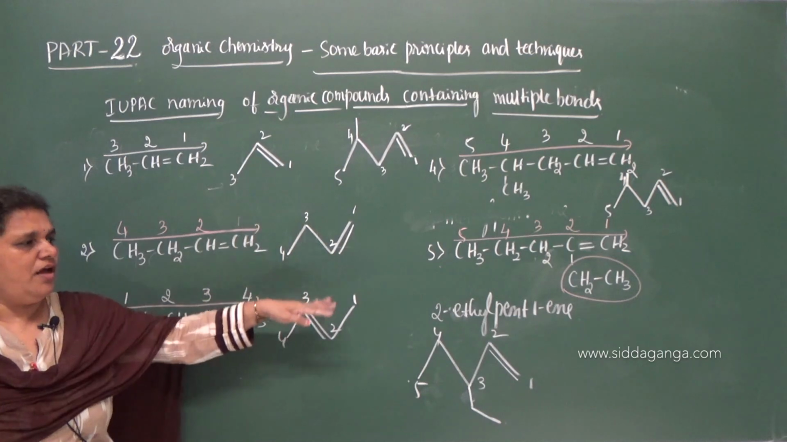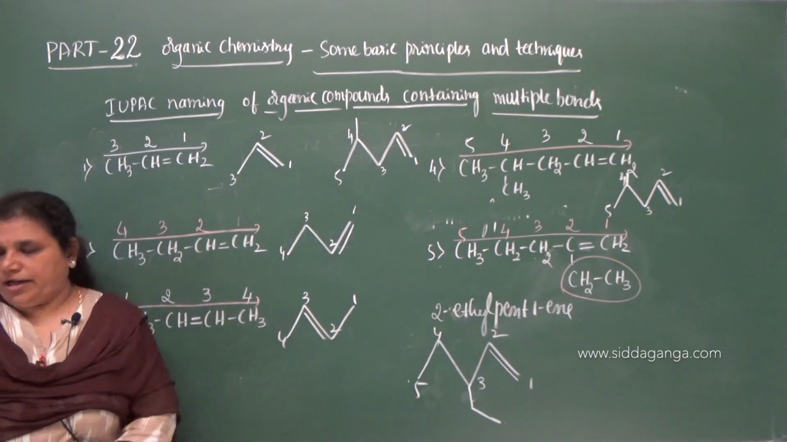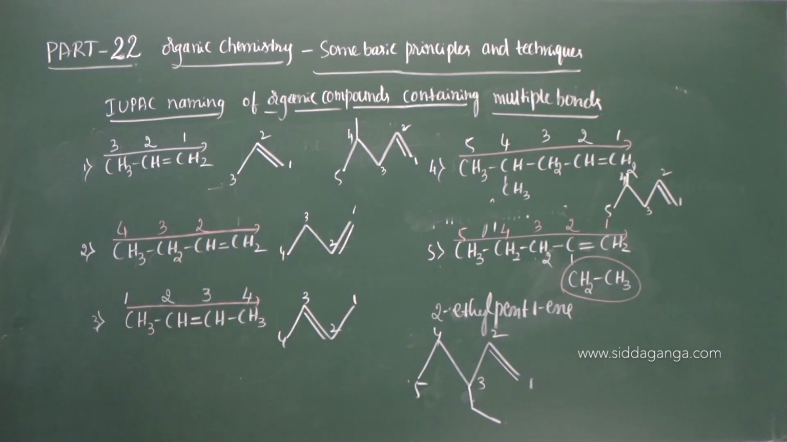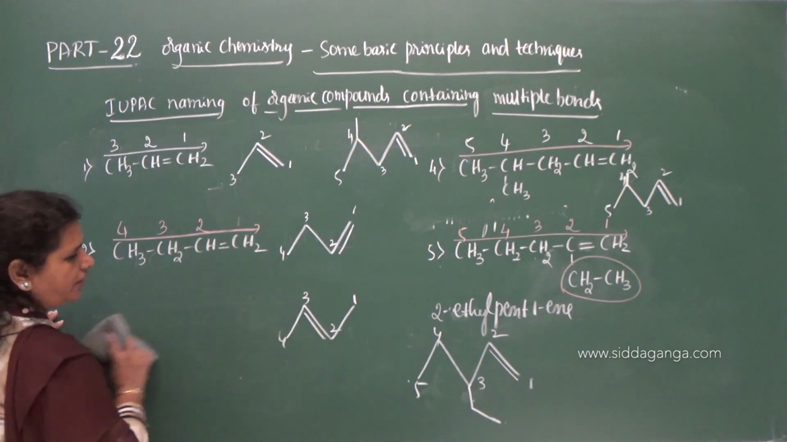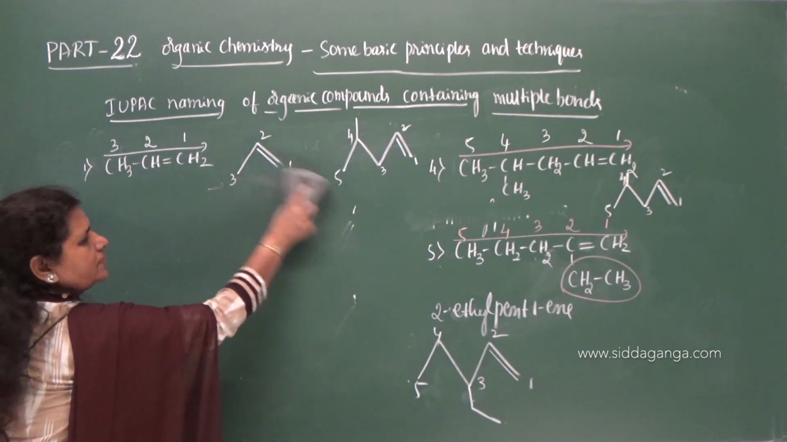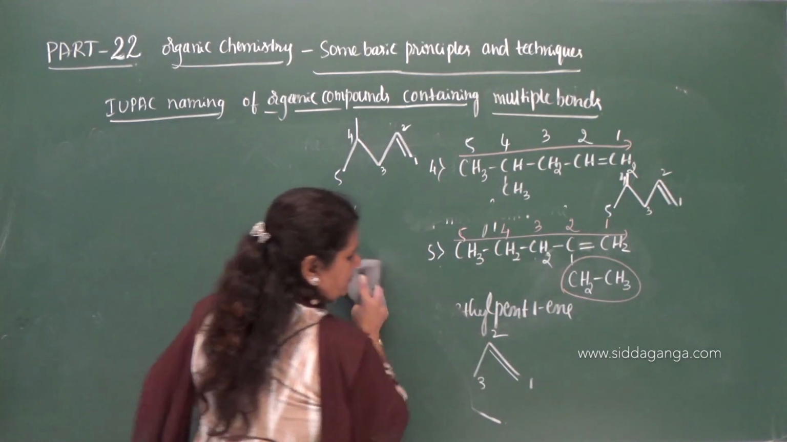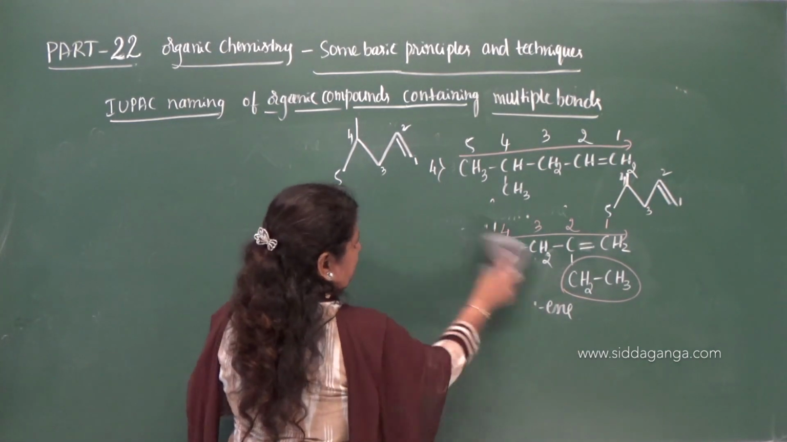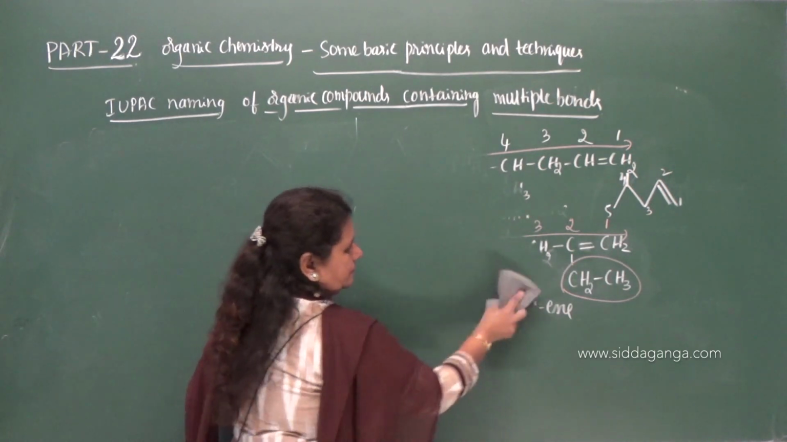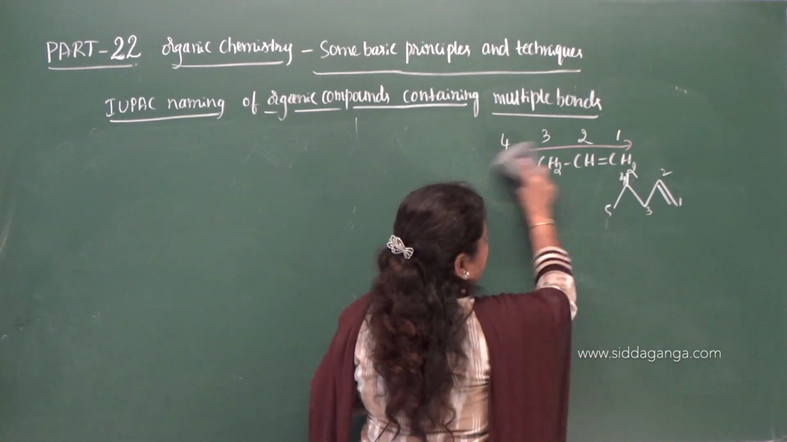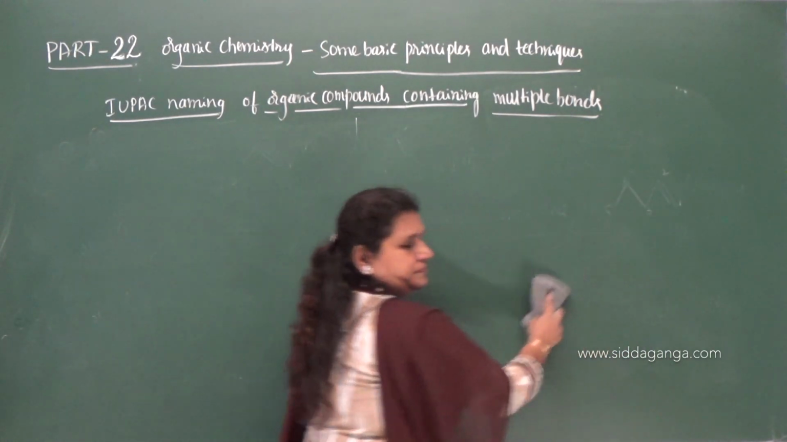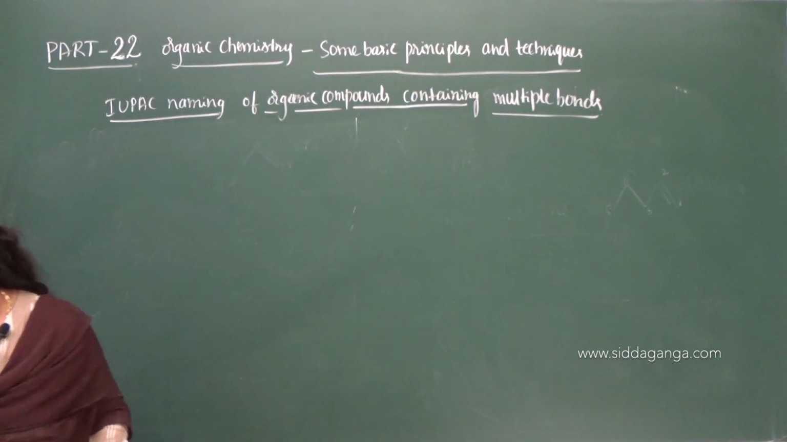So you have to give the IUPAC name. Now take down a few more examples for this category, that is for alkenes. Take down the next compound, the sixth one.